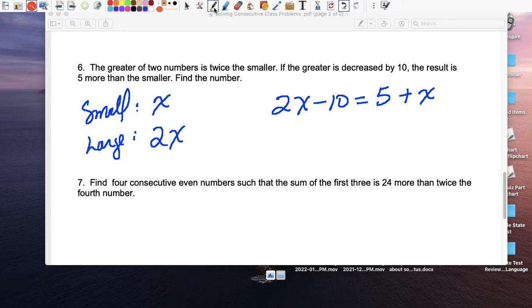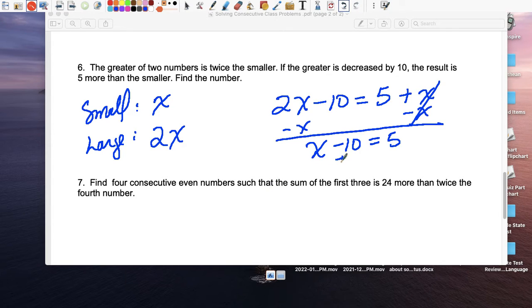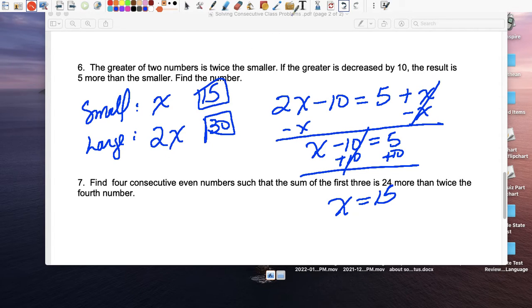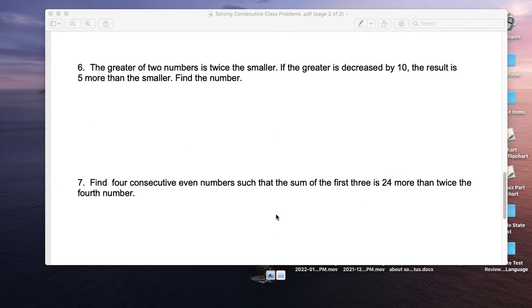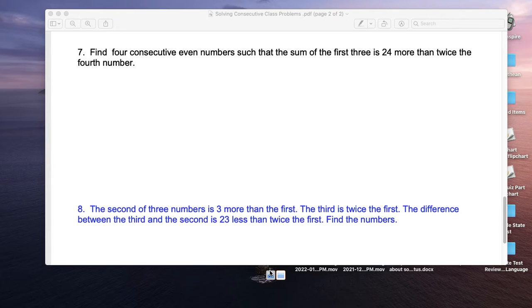We have variables on both sides, so let's take care of that. Minus x, minus x. 2x minus x is x. Minus 10 comes down. 5 comes down, and this goes away. Plus 10 over here, plus 10 over here. Minus 10 plus 10 is 0, so x equals 5 plus 10, which is 15. So the small number is 15, and the large one is 2 times 15, which gives us 30. As you can tell, relatively simple, right?